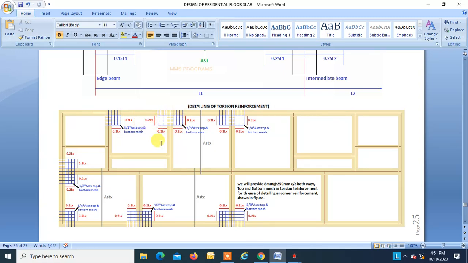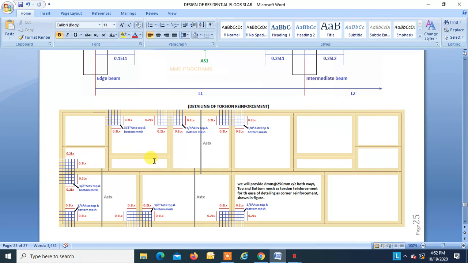Similarly bottom mesh. Okay, so this is how you provide this torsion reinforcement, right? But when the slab is continuous on all the four sides, then over here you do not require any torsional reinforcement to be provided, right? Okay. Now for uniformity, we will provide 8 mm at 250 mm center to center both ways, top and bottom mesh as torsion reinforcement for the case of ease of detailing as corner reinforcement shown in figure, right?